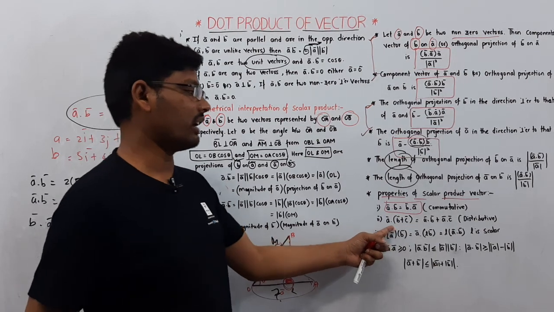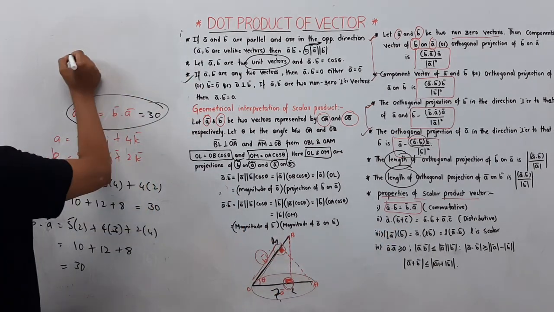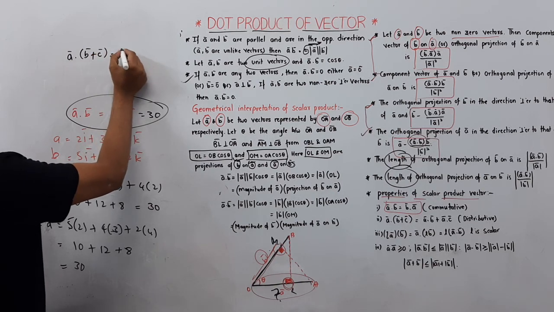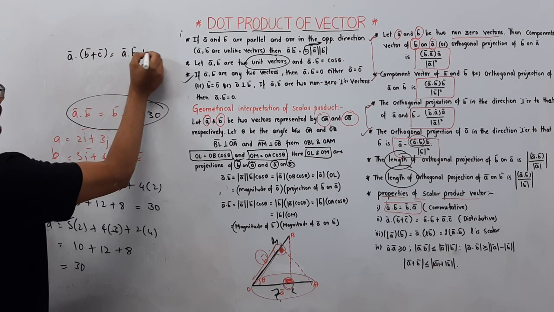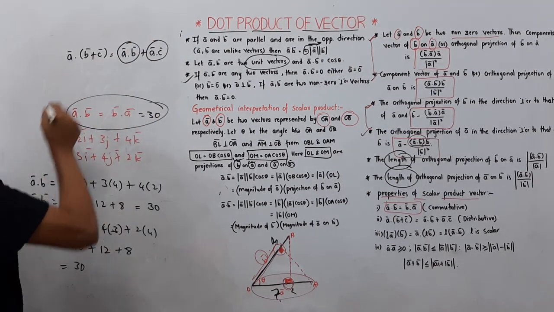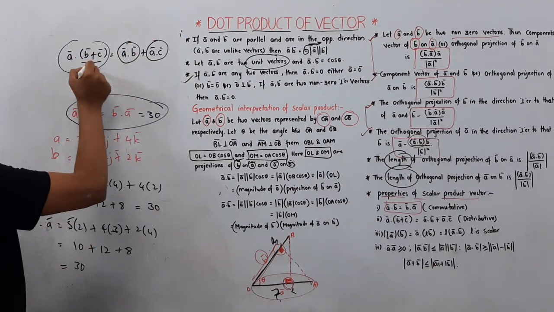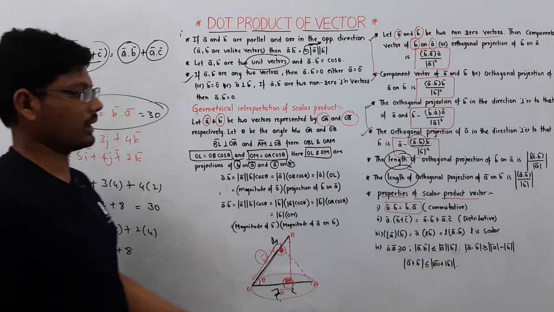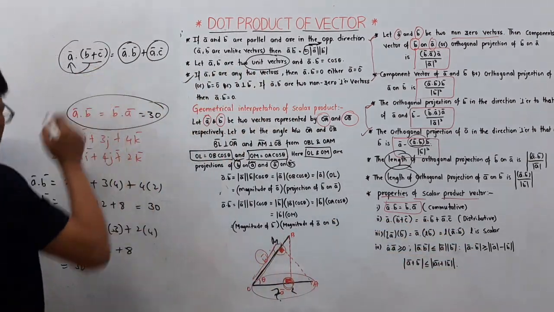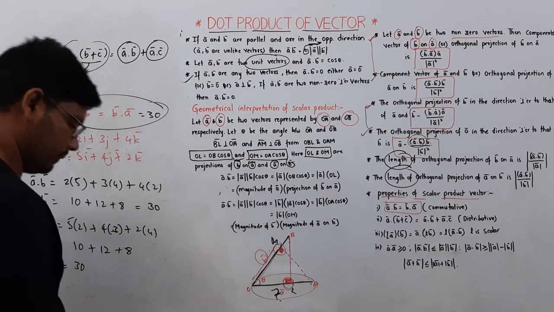Similarly we have the distributive property: A bar dot (B bar plus C bar), otherwise A bar dot B bar plus A bar dot C bar. Individually you can multiply, or you can directly multiply the addition also. Here B plus C is nothing but the addition of vectors.